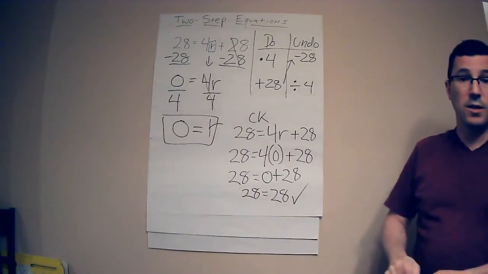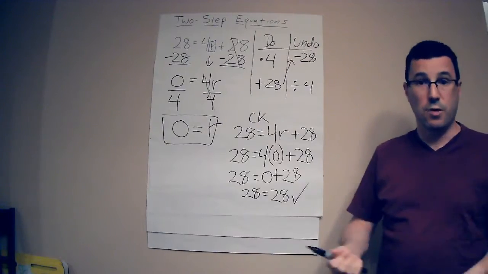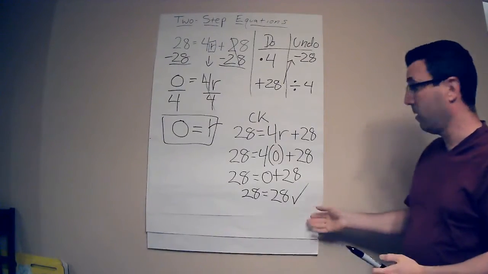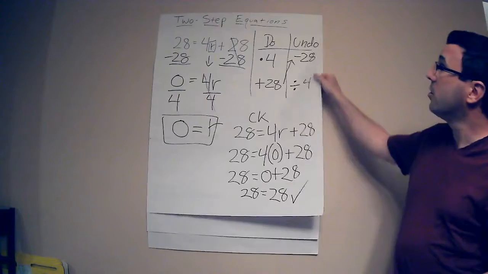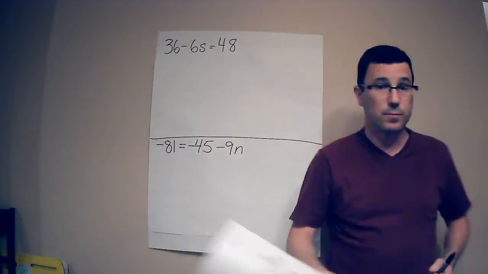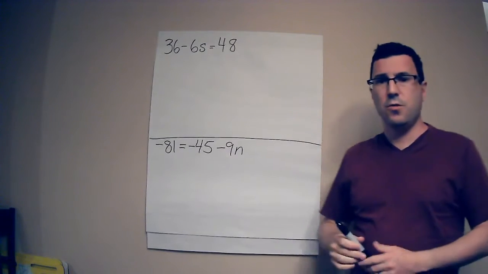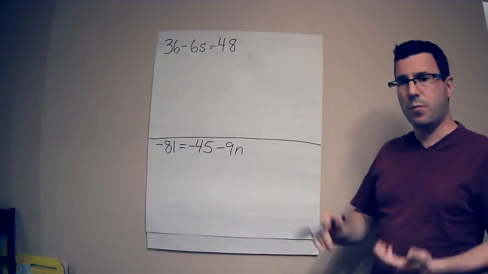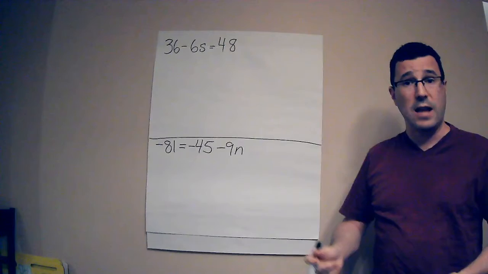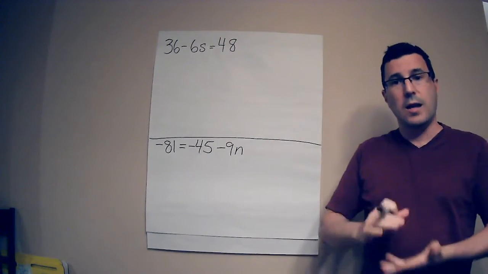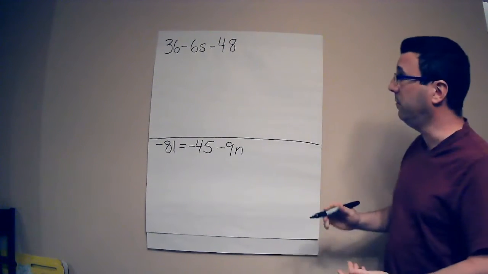So our answer is r equals 0, or 0 equals r. Okay? So that's what I got here. So we're just going to do a couple of problems. We're not always going to use our do-undo chart, but I'm going to use it for these two, and then the last two problems we're going to do, we're not going to use the do-undo chart.